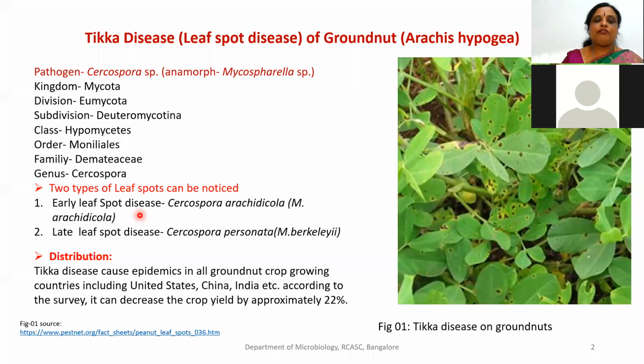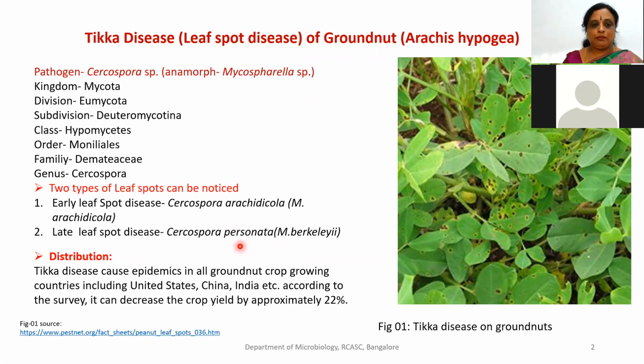Another kind of spot which you can come across in the same host is called late leaf spot, where the visible symptom on the infected plant forms a little later than that of early leaf spot. The species which infects and causes late leaf spot is Cercospora personata.